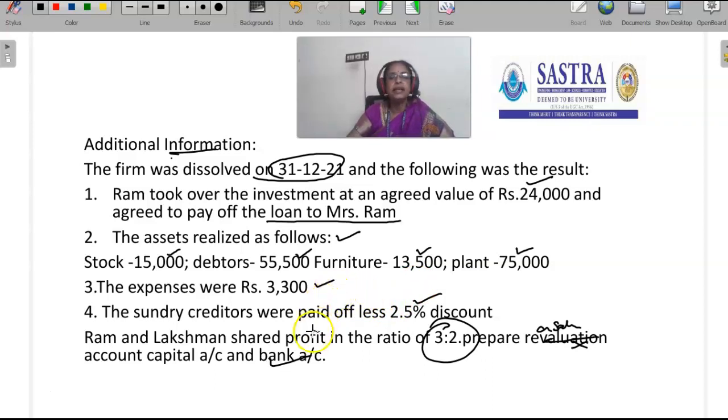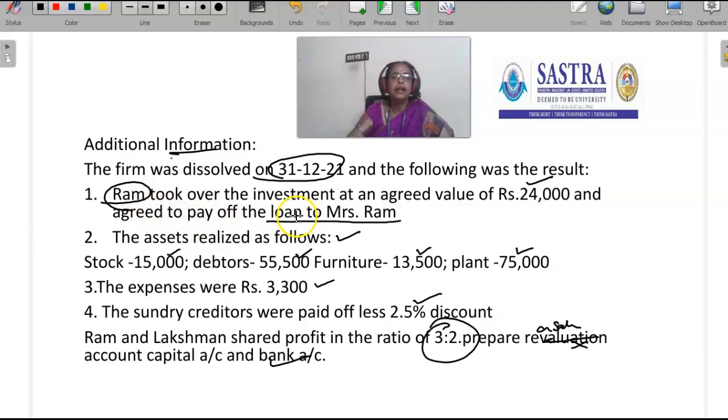There are two partners here. One is Ram, another one is Lakshman. Here Ram took over the investment. He has taken over the investment asset. Then he agreed to pay off the loan of Mrs. Ram. So he takes the asset and he agrees to pay off, settle Mrs. Ram.